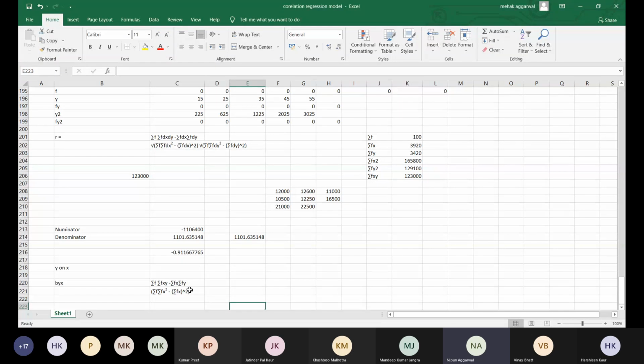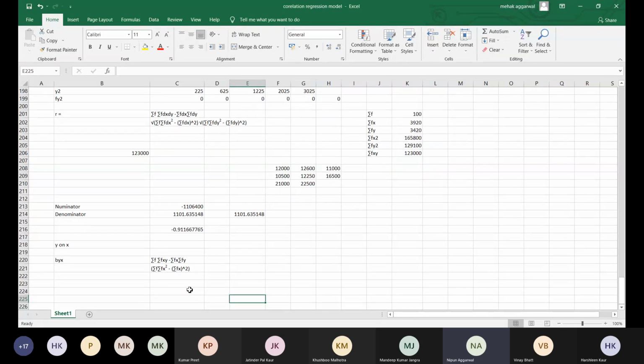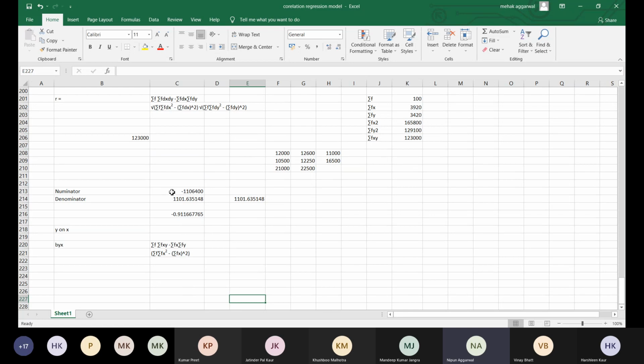Fine. So now if we apply this formula to calculate the regression coefficient, the numerator will remain the same. There is no change in the numerator because correlation and regression have the same numerator. But the denominator becomes the square of this. So this is your x term with under root, but we have to take the square of this data. So your answer becomes this divided by its whole square.